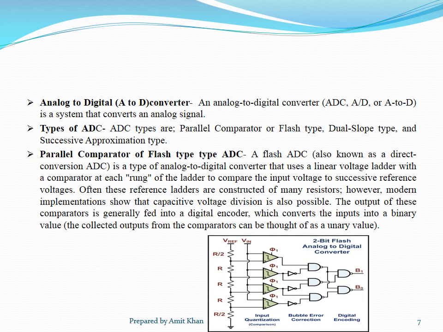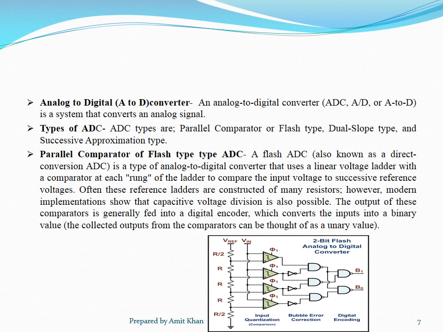Then comes analog to digital converter, that is A to D converter or ADC. What are the types of ADC? The ADCs are parallel comparator or flash type, dual slope type and successive approximation type. So first one is the parallel comparator or flash type ADC.